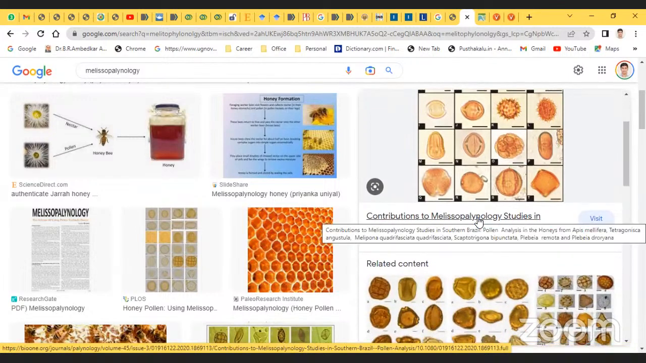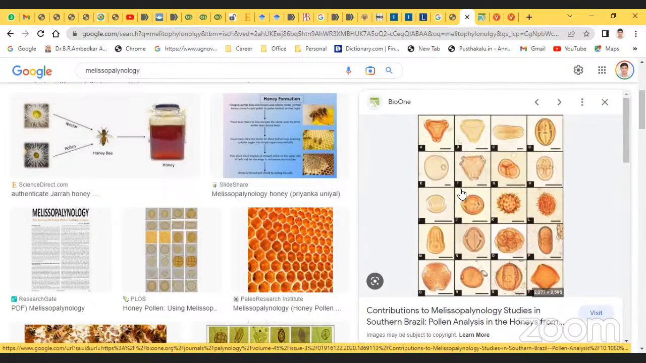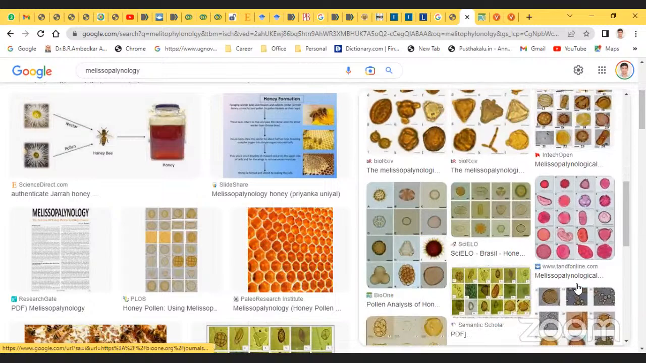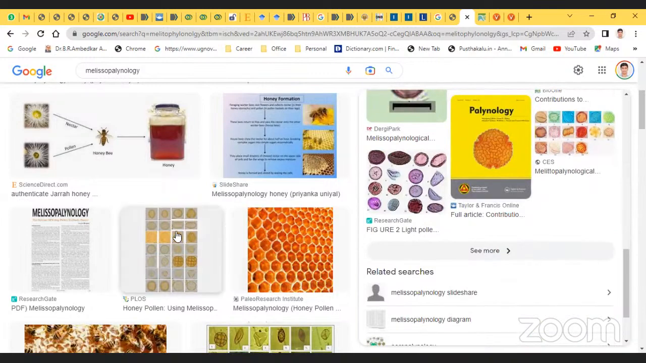We collect different honey samples, and after some procedures, finally we get the pollen grains. That means we find out that in this particular area, these flowering plants are there, and the honeybees collected honey from these different plants. So based on these pollen grain studies, we know which plants are available in this area. These are the pollen grains, different shapes. Do you understand?